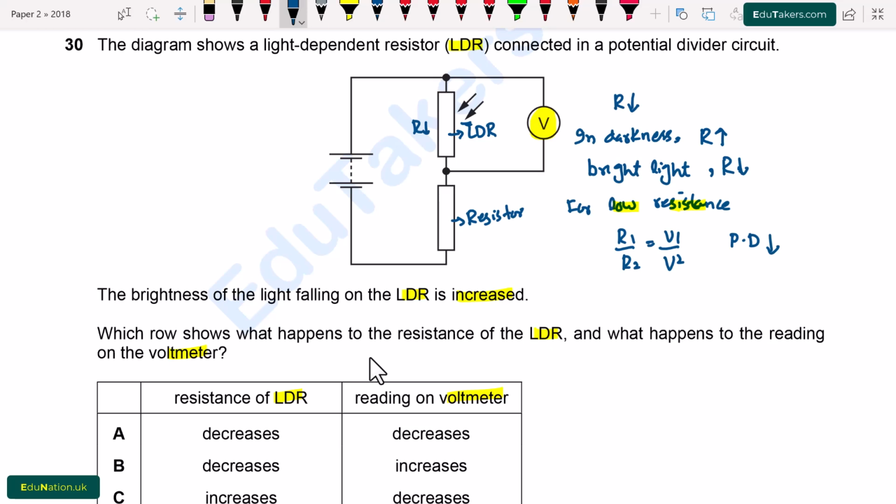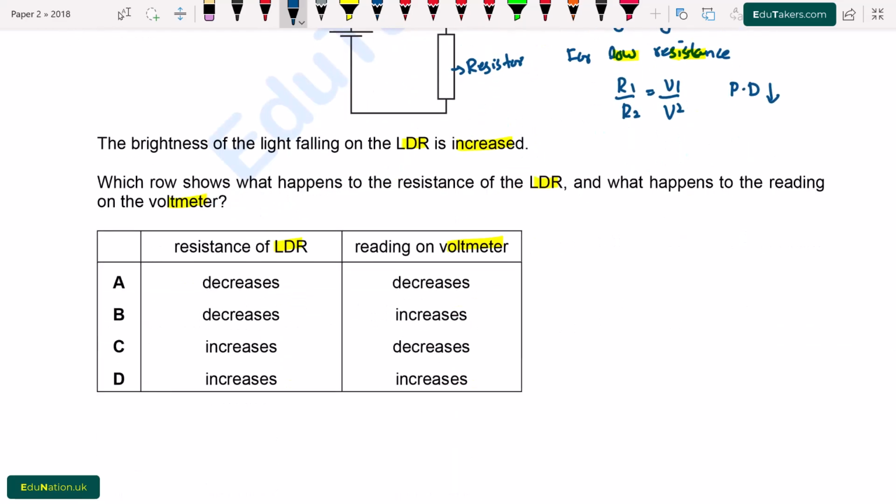When the bright light falls on the LDR, then the resistance of the LDR decreases, due to which the reading on the voltmeter also decreases. Now we see the options. Option A, decreases. So this option is correct, because the resistance of the LDR decreases, and the reading on the voltmeter also decreases. So only option A is correct.